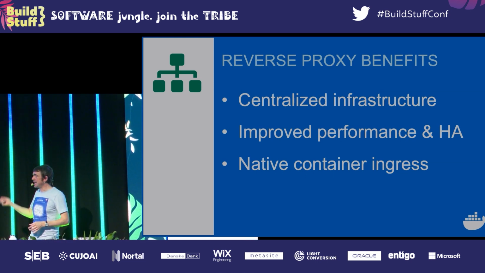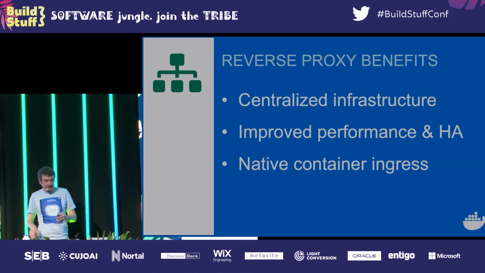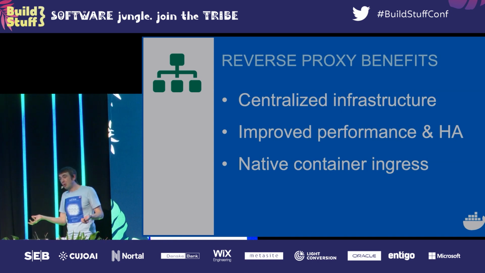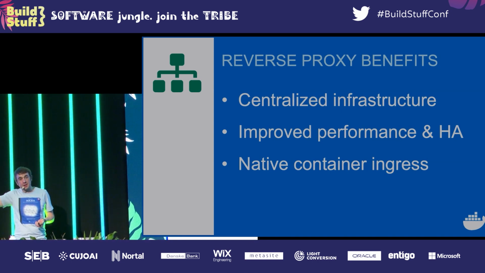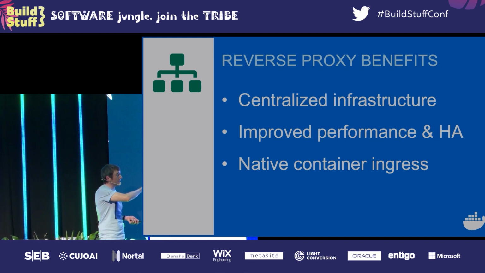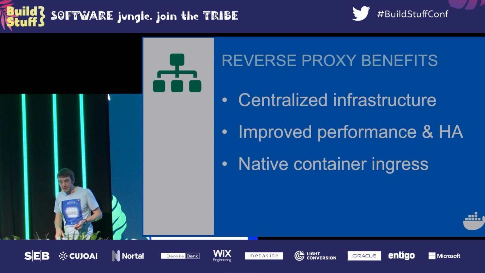And then native container ingress, which actually sounds really impressive. It just means when I'm running lots of containers, they can't all listen on port 80. There has to be one thing listening on port 80, and then doing the routing between them, and that's what the reverse proxy does, no matter what technology you're using.